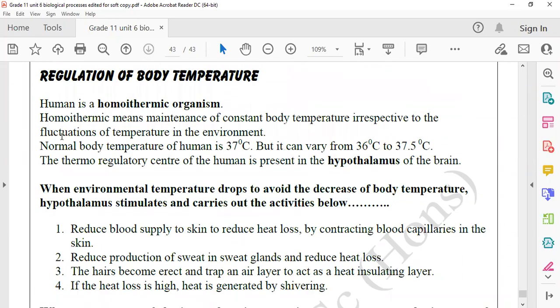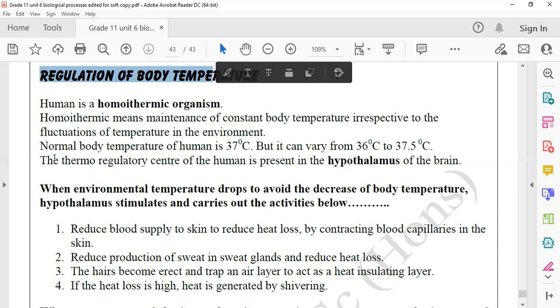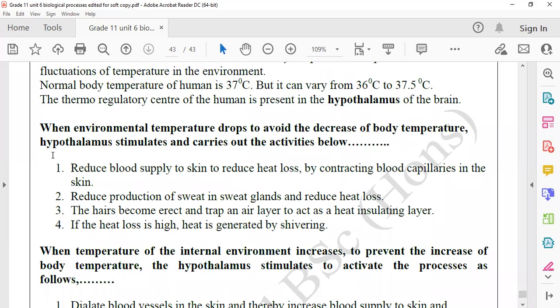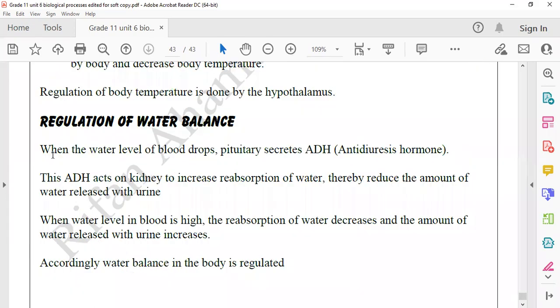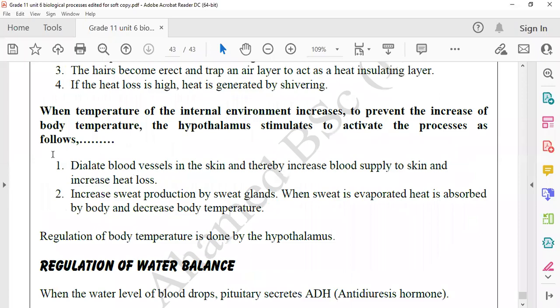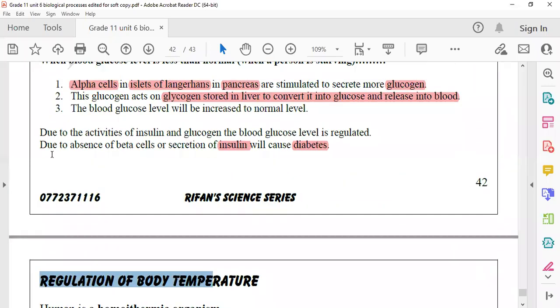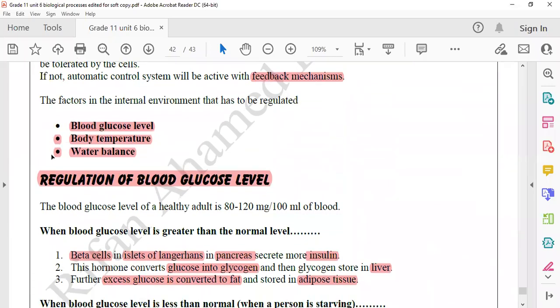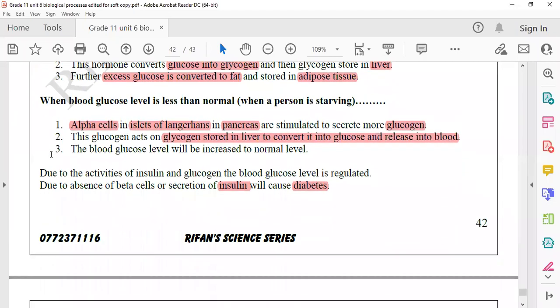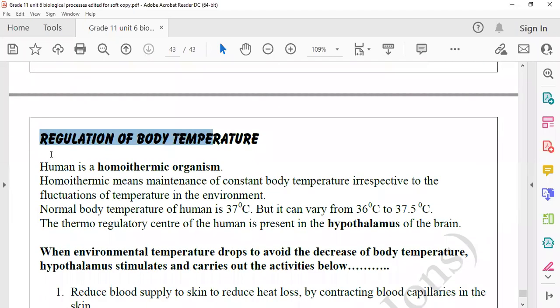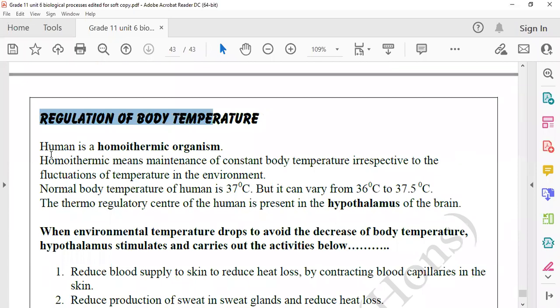Right. Thereafter, we have to speak about the regulation of body temperature. That inshallah we will discuss in the coming class, and do the work I am sending continuously. Further, the next unit number 7 will be sent to you. Take the printouts and get ready.